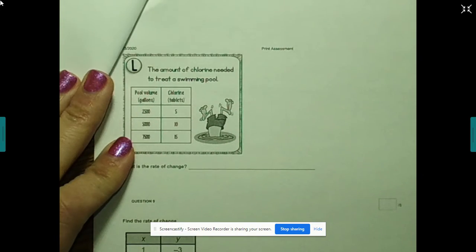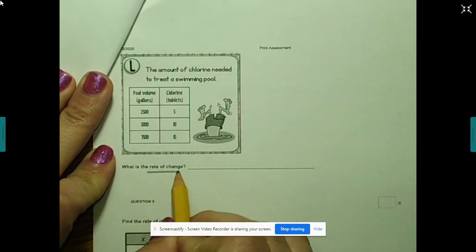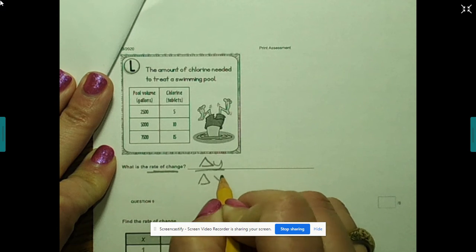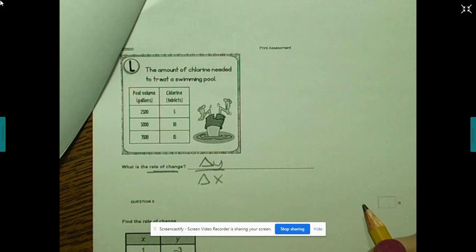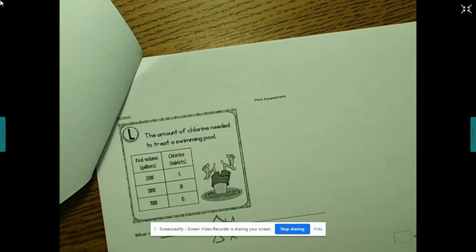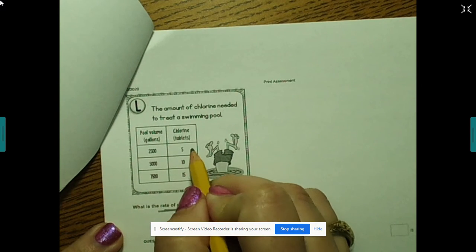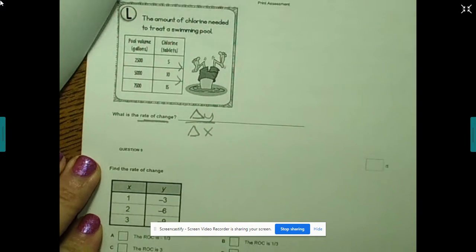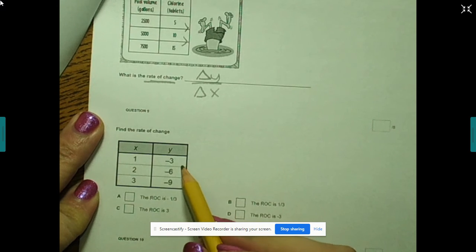All right, on this question, it's wanting to know the rate of change. Remember, it's delta y over delta x. Okay, so delta y over delta x. Okay, so remember, that's when you're looking at the outside number. So don't forget how to do that. That's going to be super important. Okay, the next one is just like it. You're doing those outside numbers. The next one is just like it. You're doing that rate of change, those outside numbers.